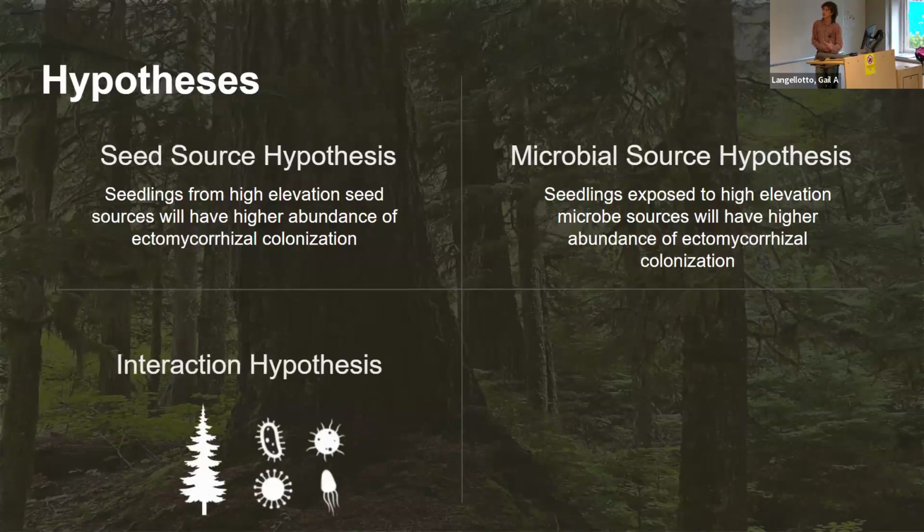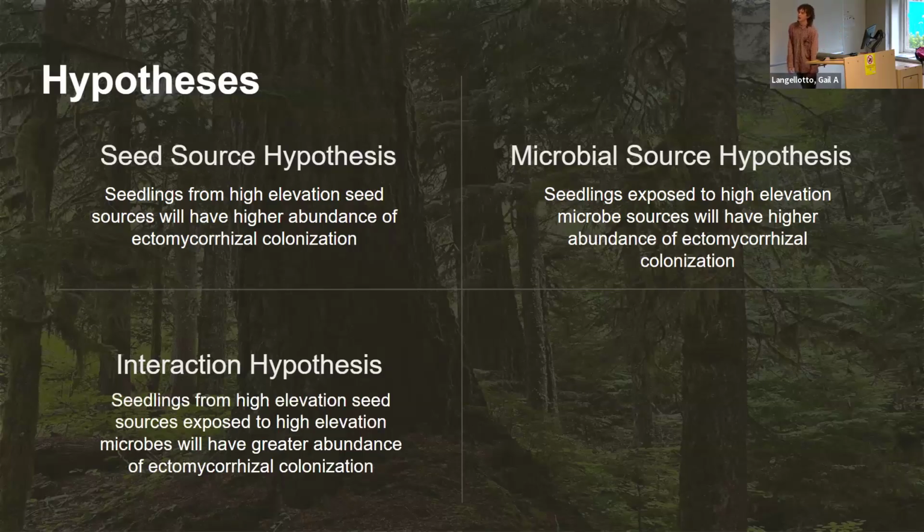This third hypothesis is going to look at both of them within the interaction. This is going to explore local preference by analyzing microbial source impact on a seed source level. So seeing how each seed source responds to being grown in different soil treatments. Here we're really curious if there's going to be local preference, which would manifest in an increase of ectomycorrhizal abundance in seed sources when they were grown in microbes from their own elevation. Here we hypothesize that seedlings from high elevation seed sources grown in soils sourced from high elevations are going to have the greatest abundance of ectomycorrhizal colonization.